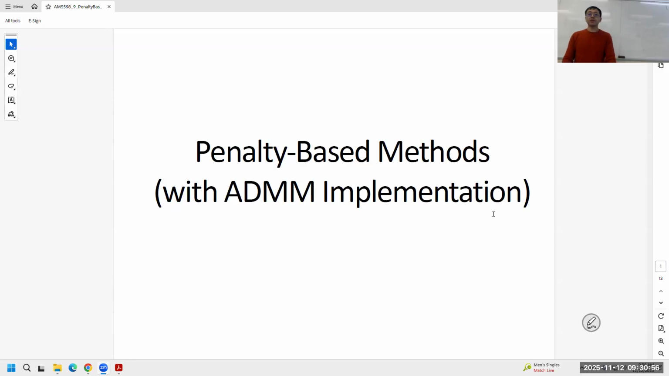Okay, so today we're going to finish the penalty-based method, and also we're probably going to start the SVM, support vector machine, using ADMM, with application to big data.